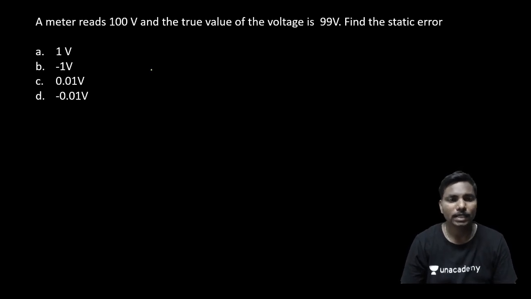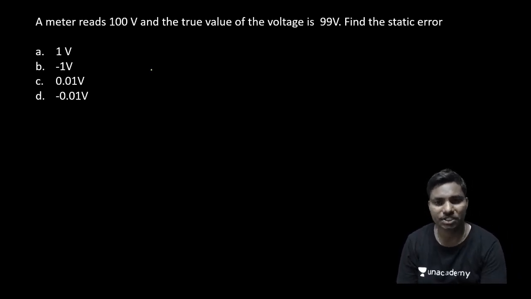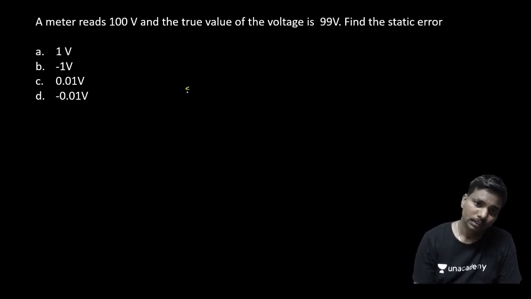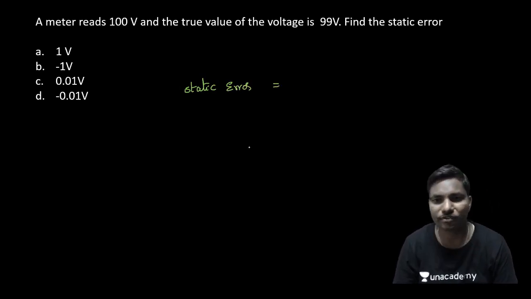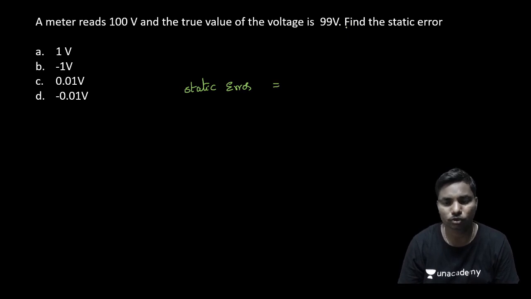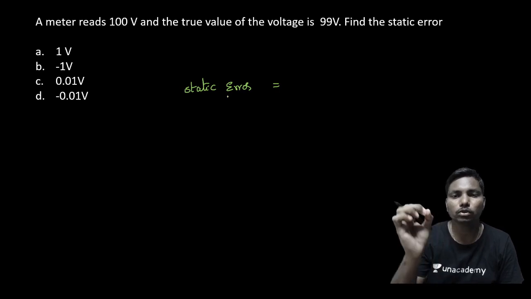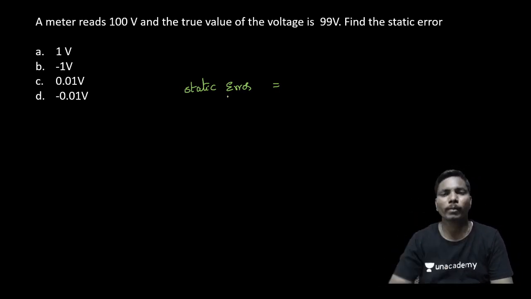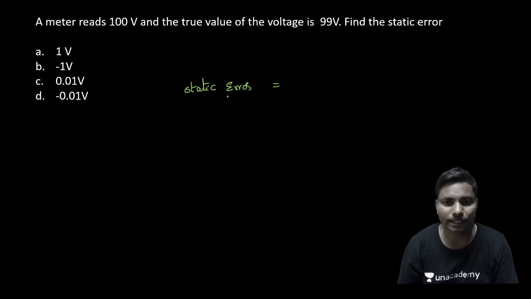A meter reads 100 volt and the true value of the voltage is 99 volt. Find the static error. Just now I have given the formula, come on, do the answer. So students, here is how you have to watch the video: if you are watching this as a recording, whenever I give the question, pause the video and try to give the answer yourself, and after that check with my answer. Okay, so in that way you have to practice this.